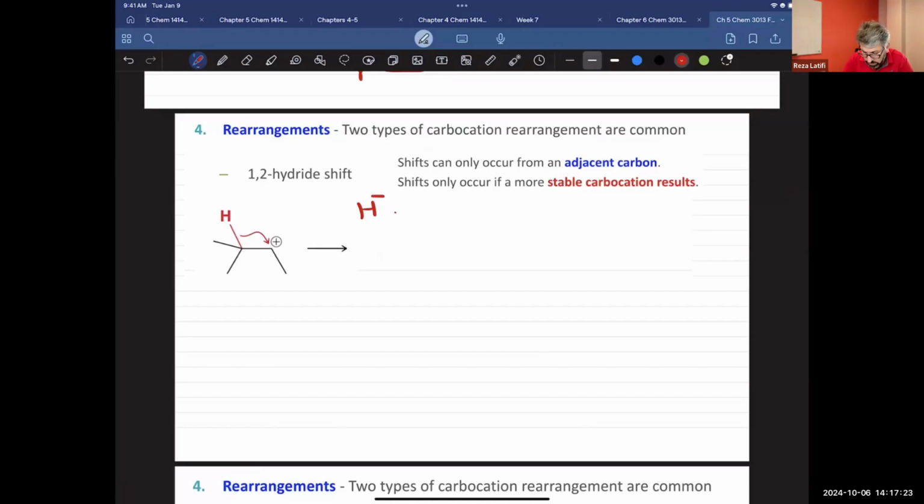Okay, so that means we are going to move 2 electrons. Check this. We have hydrogen that's attached to carbon. We're going to take those 2 electrons and move them to which carbon? We go 1, 2, 3, 4. We're going to move them to the 3rd carbon, and we're going to get this. So now we have hydrogen here. We call this 1,2 hydride shift.